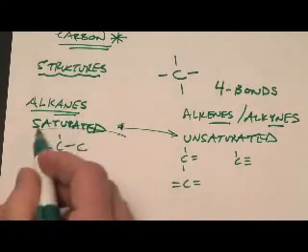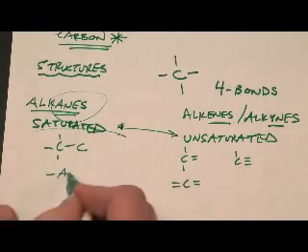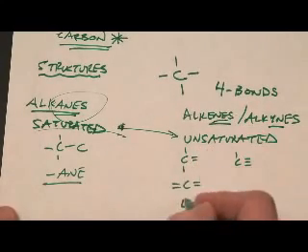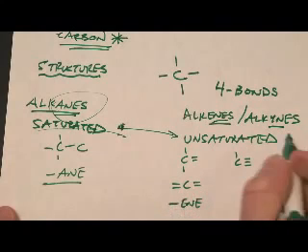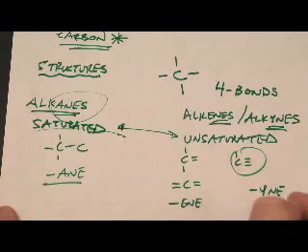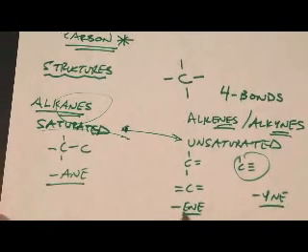And things that are alkanes always end with an A-N-E ending. Things that are alkenes and have a double bond always end with an E-N-E ending. And things that have a triple bond always end in a Y-N-E ending. Ane versus ene versus yne.